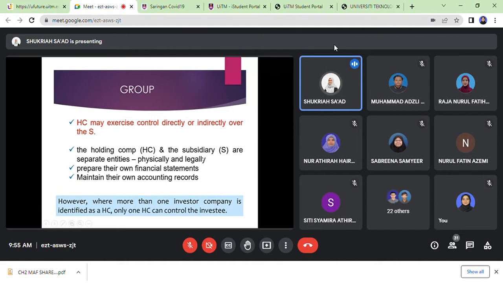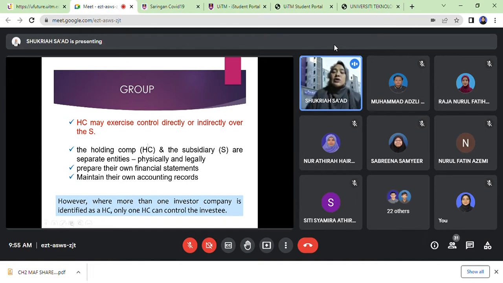Even though a holding and subsidiary is already formed as a group, okay? But both are separate entities, physically and legally. Okay, maknanya subsidiary boleh sue holding company. Okay, because they are on their own, cuma in terms of disclosure to show that there is element of controlling interest holding over subsidiary, therefore holding need to prepare the consolidated financial statement which show their financial position or financial performance as a group instead of as stand alone.